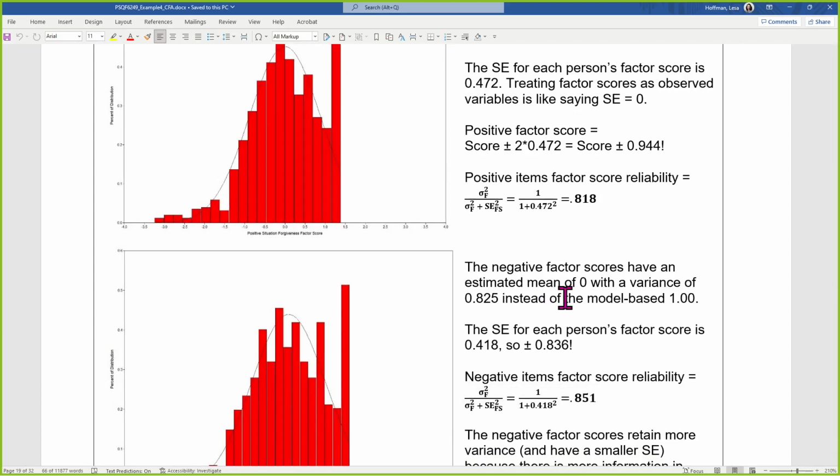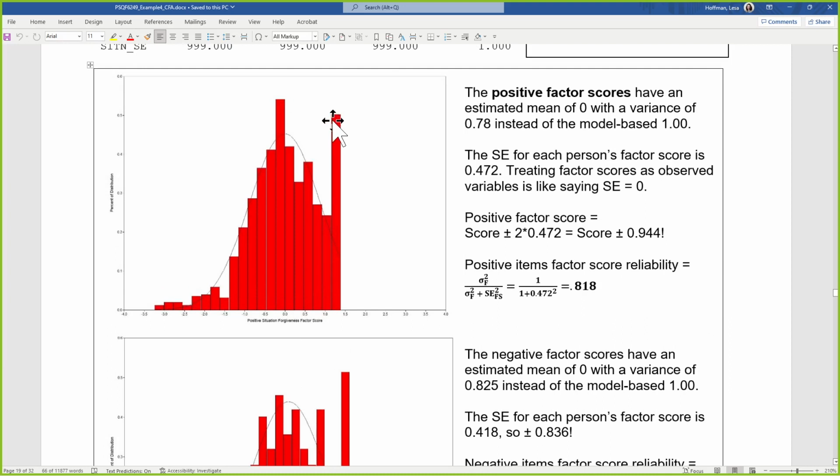There's a term for that when everybody's shoved up against the boundary. Starts with a C? Ceiling effect. Ceiling effect, yeah. Do you know who these people are? These are the people that said 7 for everything. We don't know how high they are. We ran out of room. We don't have the information in the scale that it would take to pull these people apart.